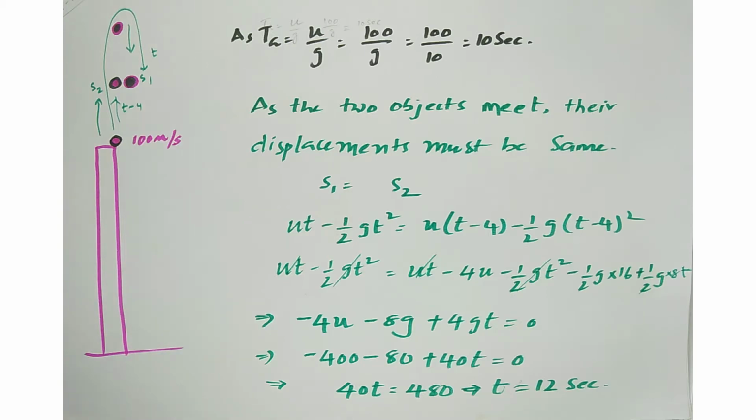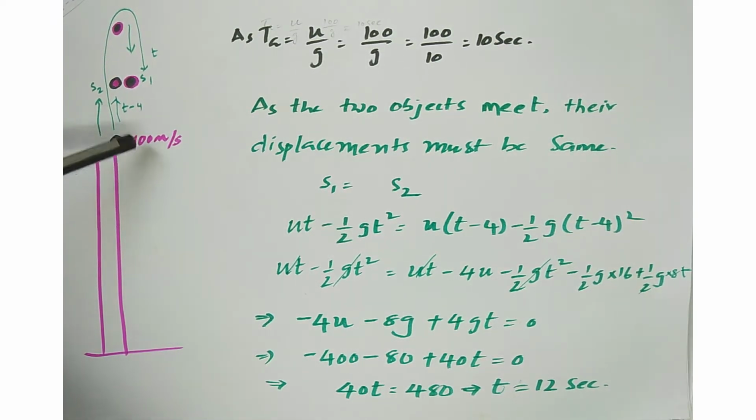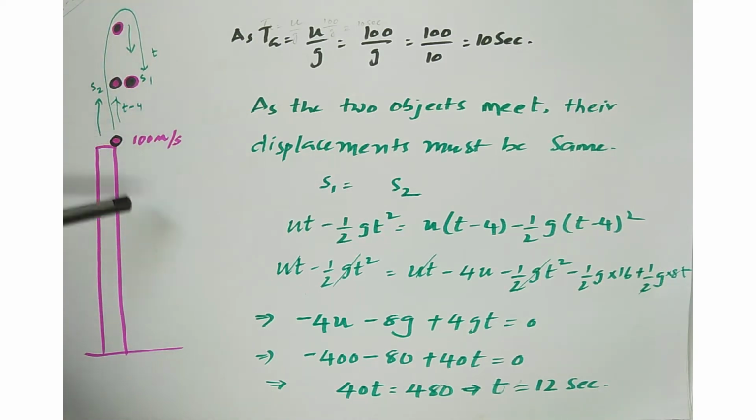It is given that a stone is thrown vertically upwards with a velocity 100 meter per second. After 4 seconds, another stone is thrown vertically upwards. After how much time do they meet?